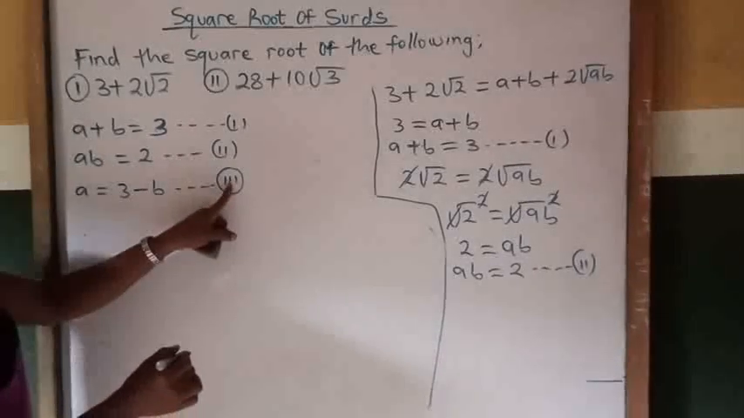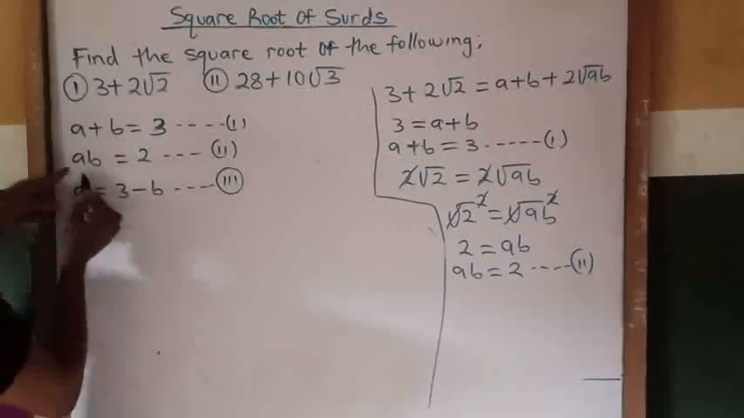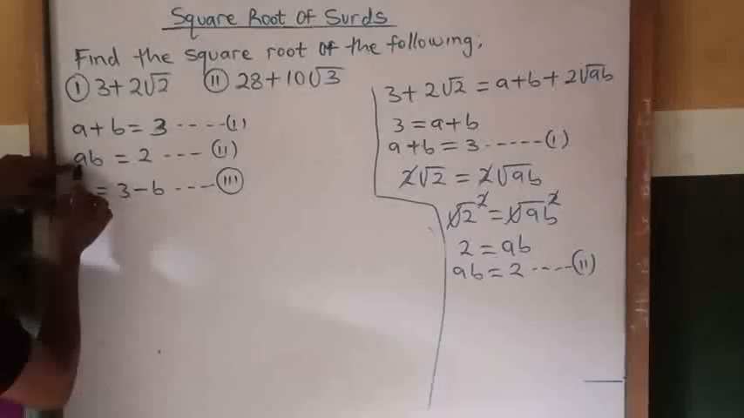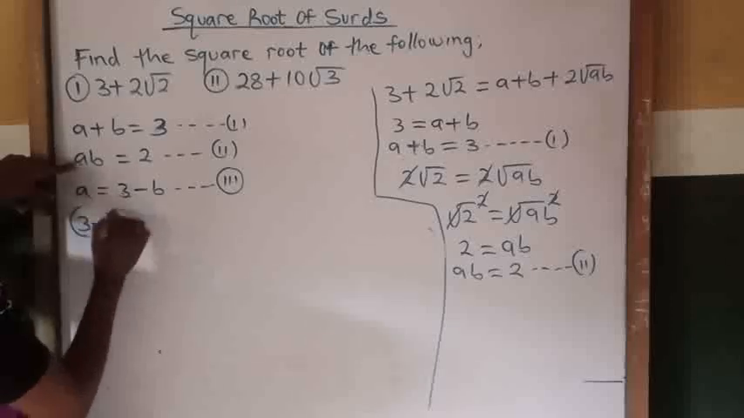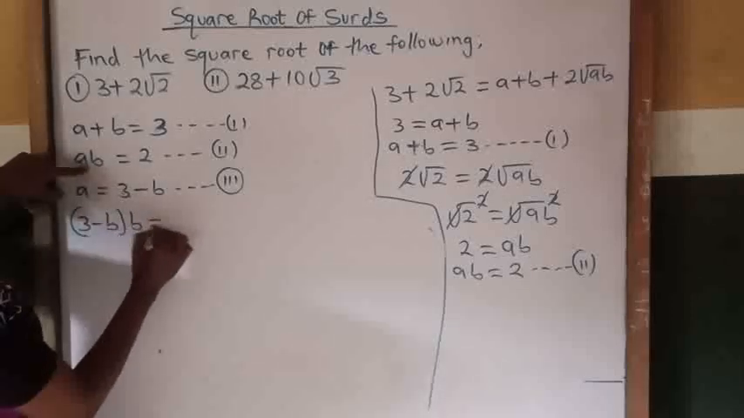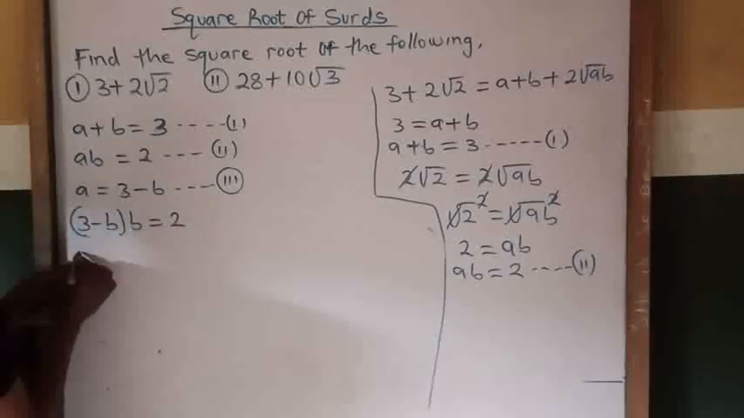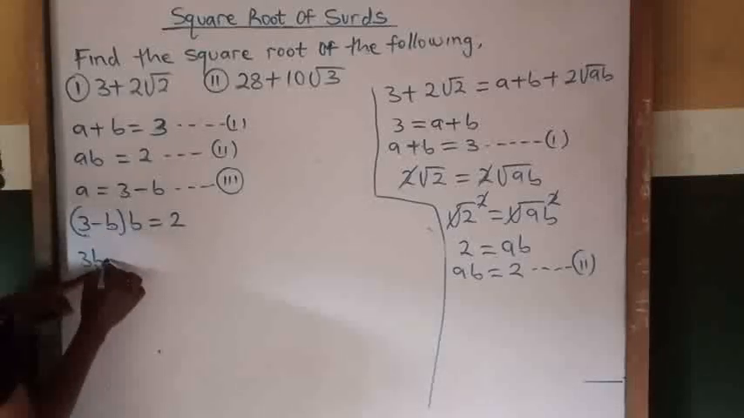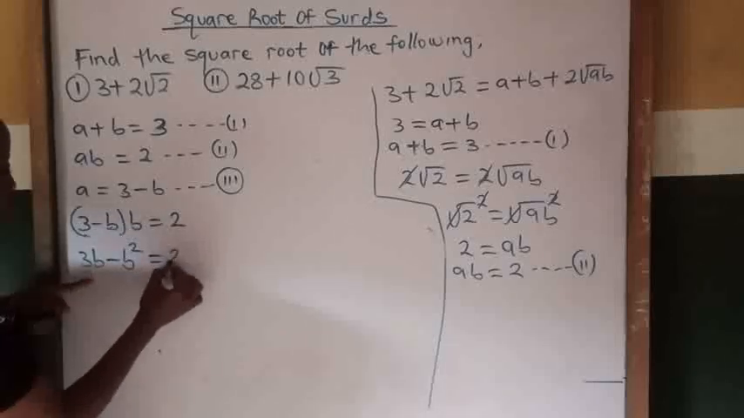So we are going to substitute equation 3 into equation 2. So anywhere we see A in equation 2, we replace with 3 minus B. So from equation 2 now, let's replace our A with 3 minus B. So we have 3 minus B in brackets times B equal to 2. So let's open the bracket. B times 3 will give us 3B. Then B times minus B will give us minus B squared equal to 2.